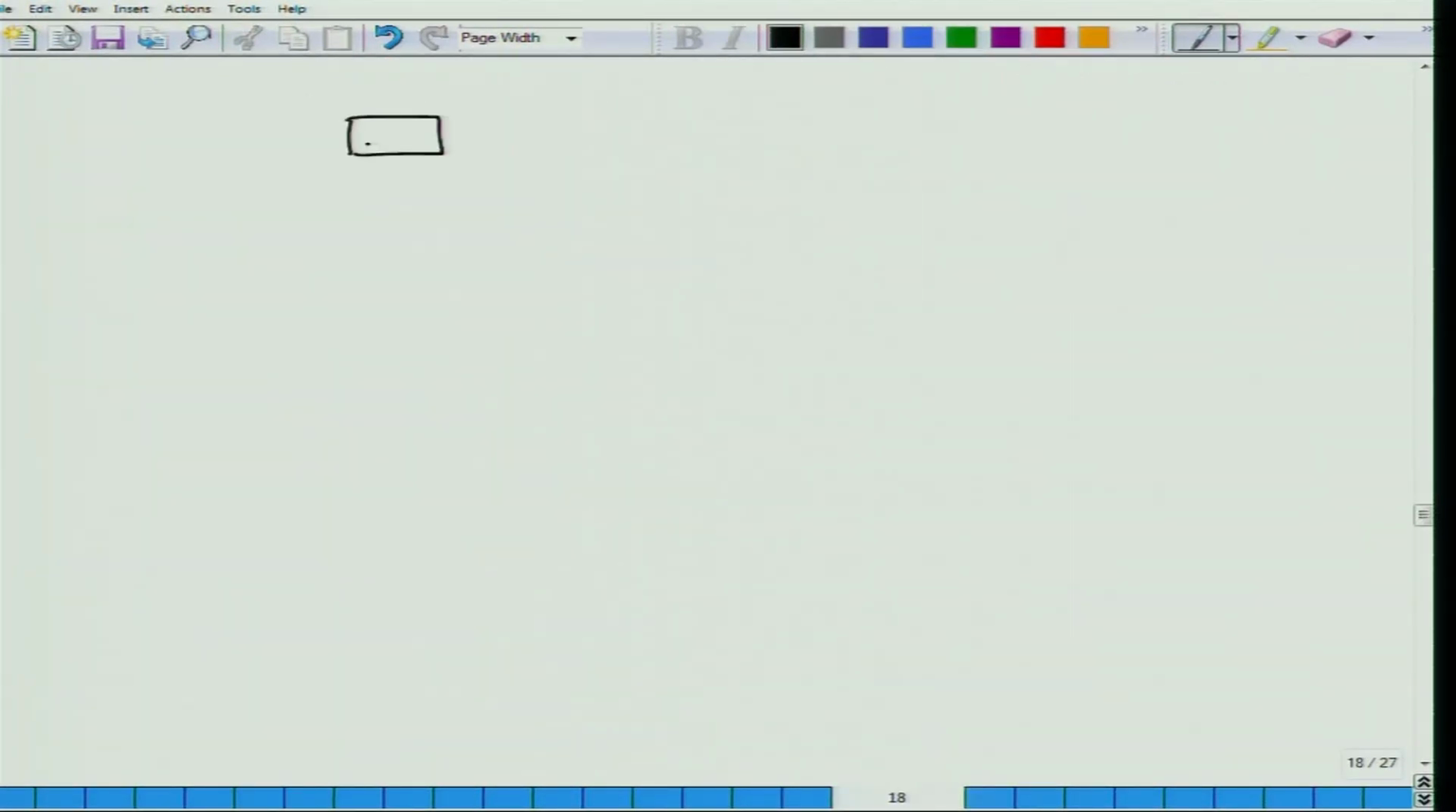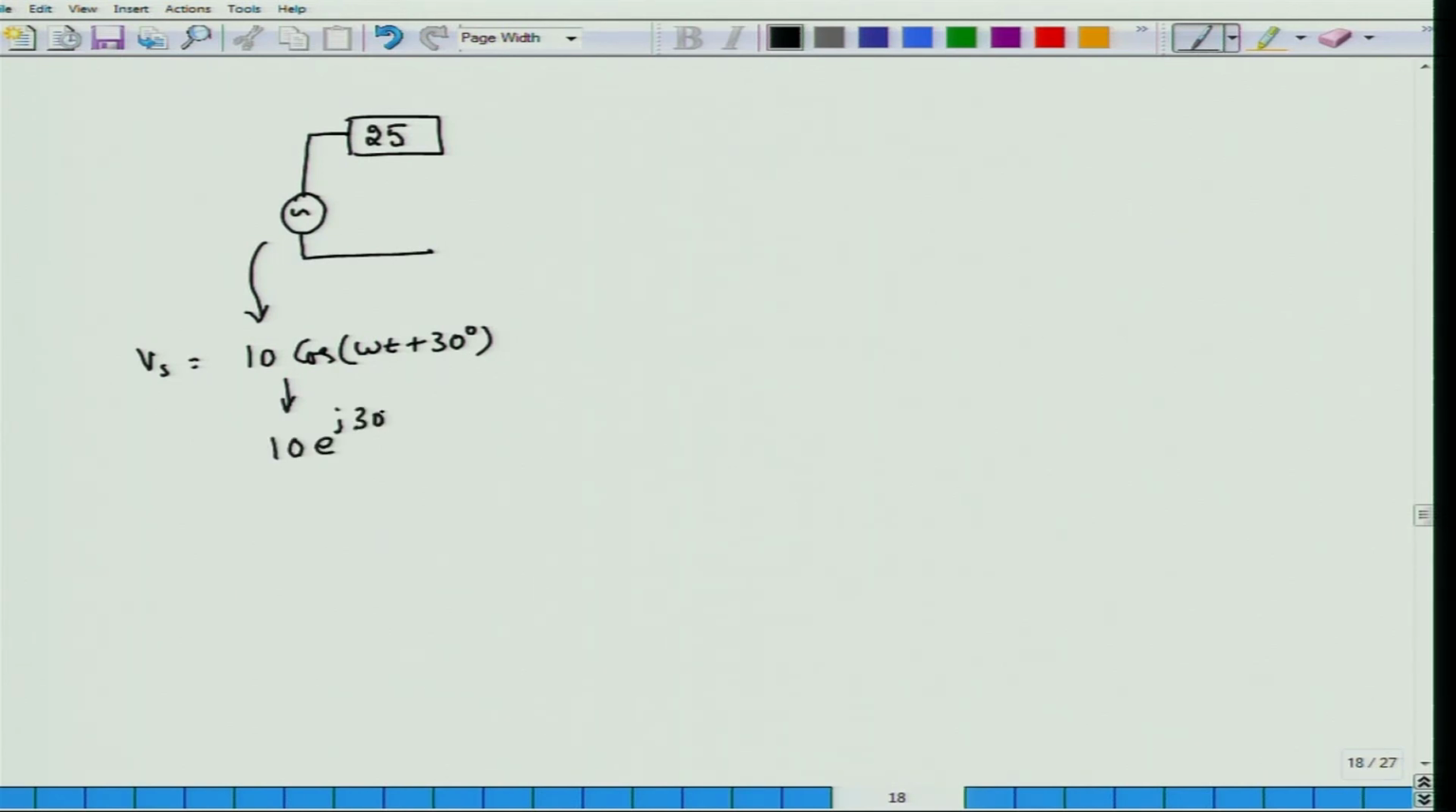The problem is simple. We have a real internal impedance of the source which is 25 ohms, connected to a voltage phasor. The source voltage is given by 10 cos(omega t plus 30 degrees), which can be replaced in phasor notation as 10 e to the power j 30 degrees. This phasor happens to be a constant, and it is connected to the transmission line. From here onwards we have a transmission line whose length is lambda by 4.